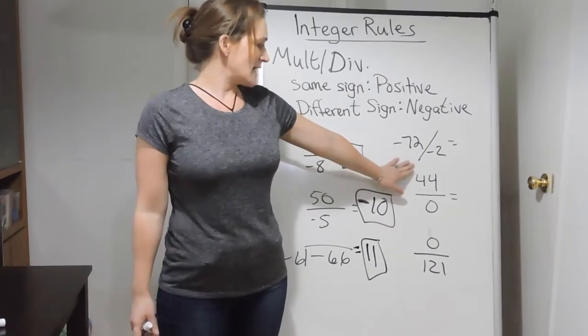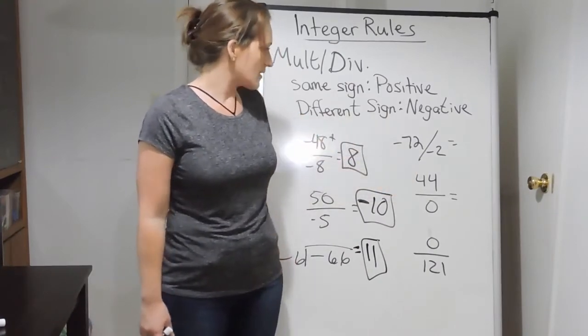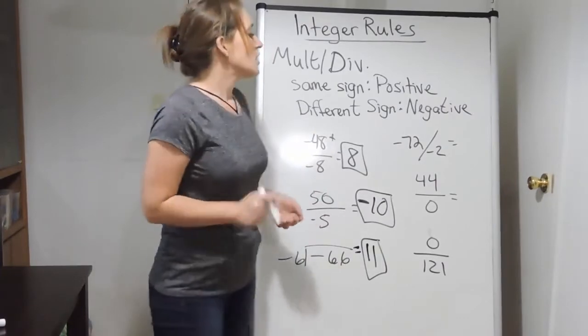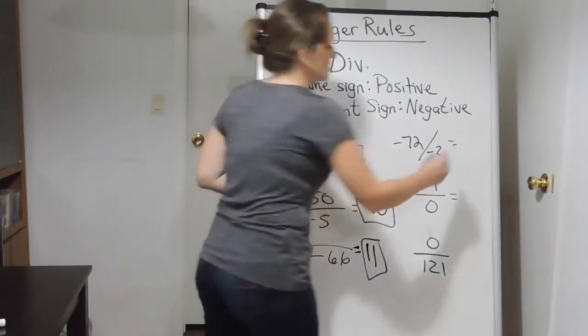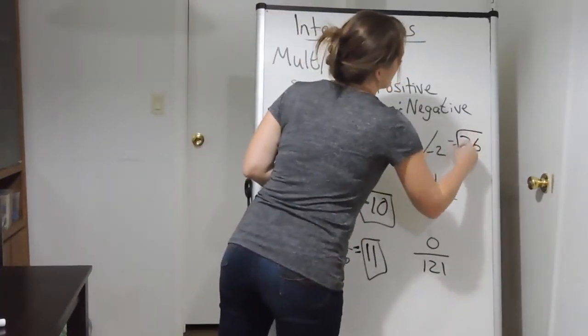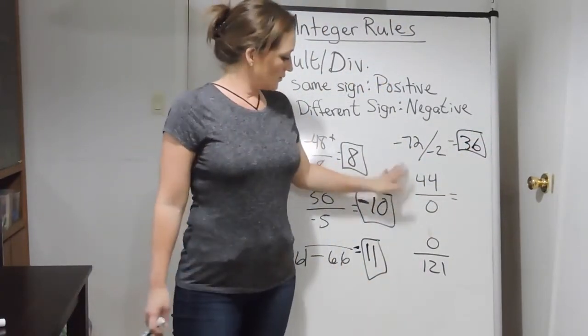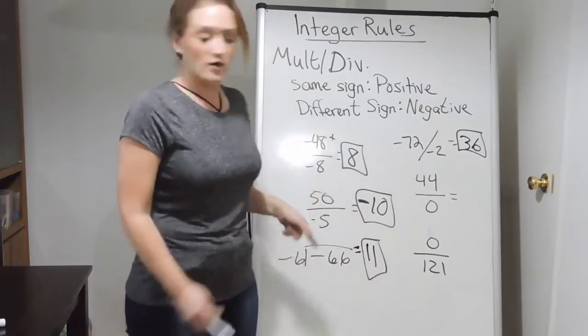Over here, I have a negative 72 divided by a negative 2. Same sign, so that means it's going to be a positive answer. Otherwise, 72 divided by 2 is 36. Specifically, a positive 36.